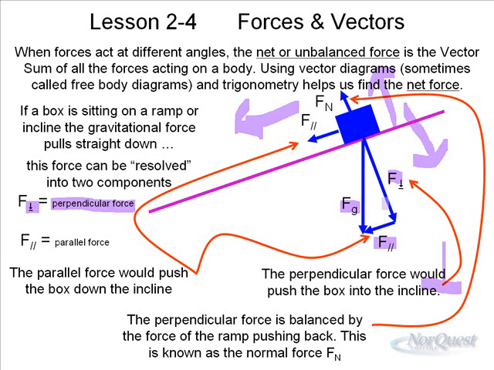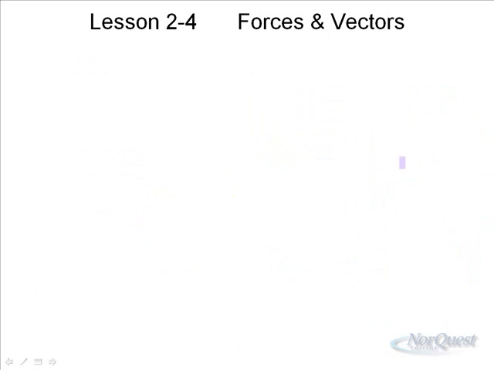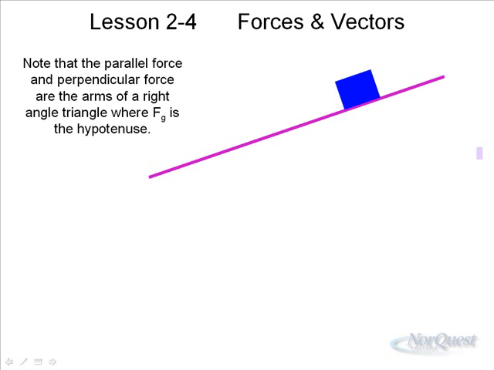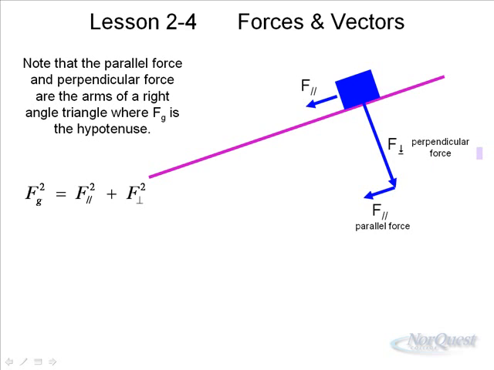So we'll deal with these three forces, that is the force of gravity, and then of course the perpendicular and parallel force, and we'll also look at perhaps a little bit of friction that might be involved in a problem or two. So note that the parallel force and perpendicular force are the arms of a right angle triangle. You can see that there is a perpendicular force, there is a parallel force, and the hypotenuse in this case is the gravitational force.